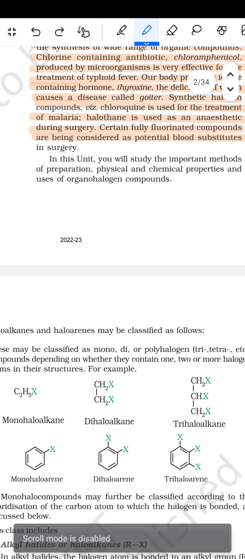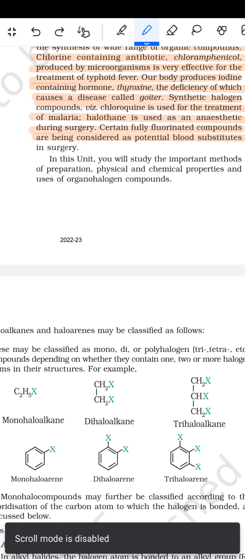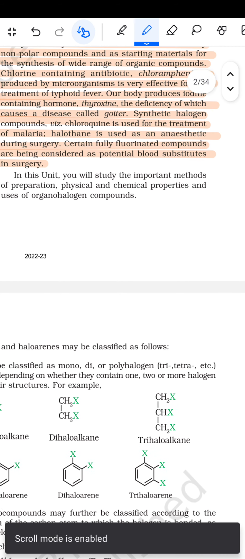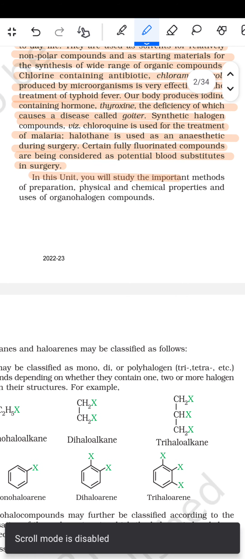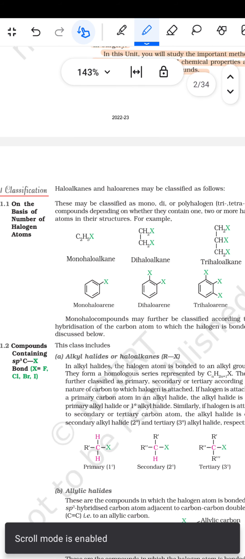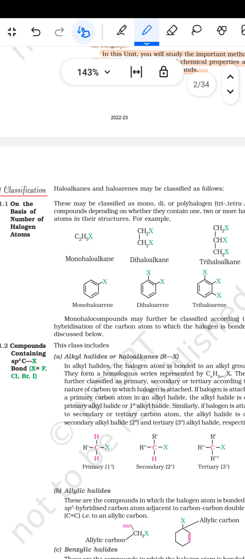In this unit, you will study the important methods of preparation, physical and chemical properties, and the usage of the organohalogen compounds. Now the classification on the basis of the number of halogen atoms.